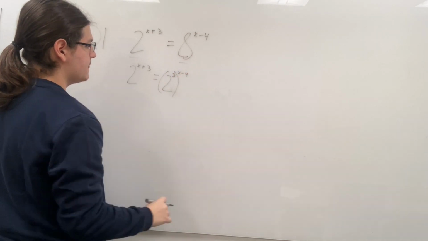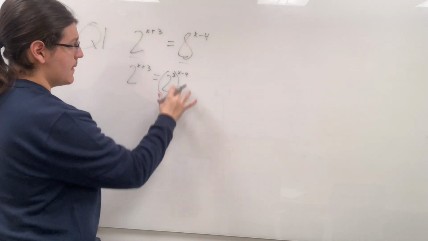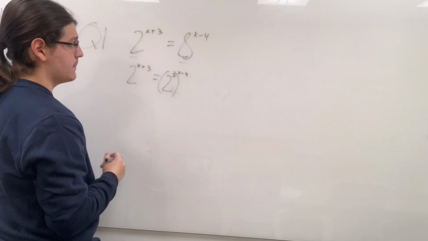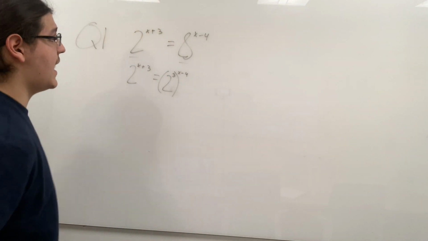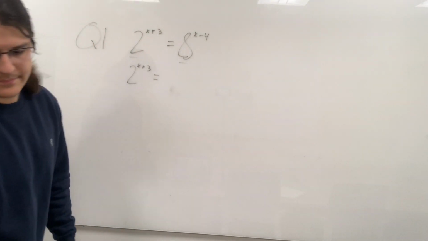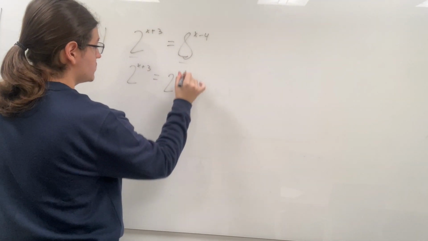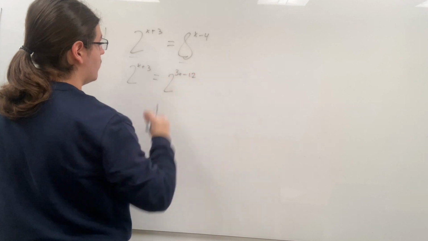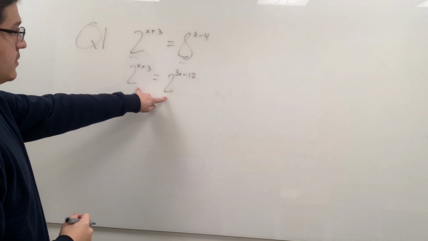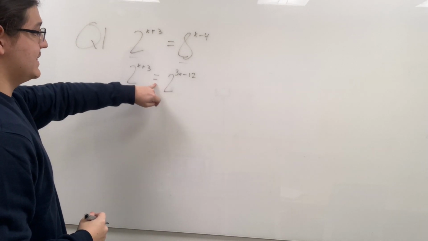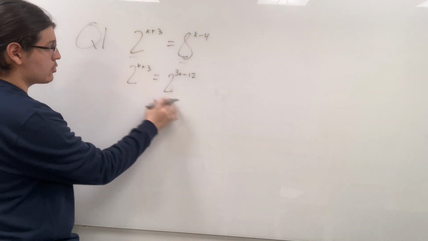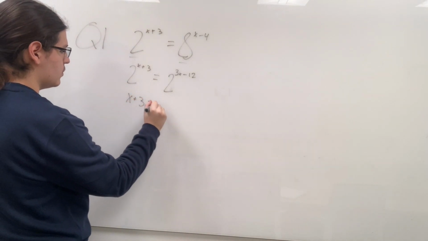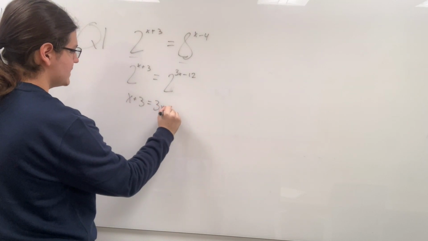x minus 4. Now when we have exponents being multiplied by another exponent, we can in fact multiply those together. So this right here is in fact 2 to the power of 3x minus 3 times 4 is just going to be 12. Now this is 2 being raised to a power, and they're going to be equal to each other. So we can just ignore our 2's here, making this equation now just x plus 3 is equal to 3x minus 12.